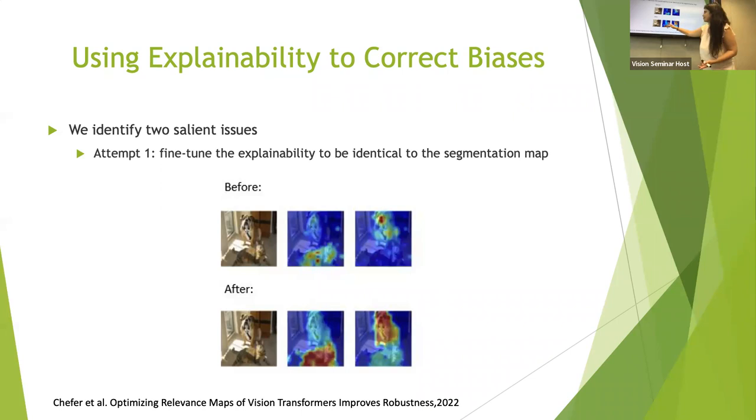So can anyone guess why that's not an optimal solution to the problem that we have, just creating segmentation maps? People from Zoom can guess too. Why wouldn't we want the model to output relevance maps that are actually segmentation maps?